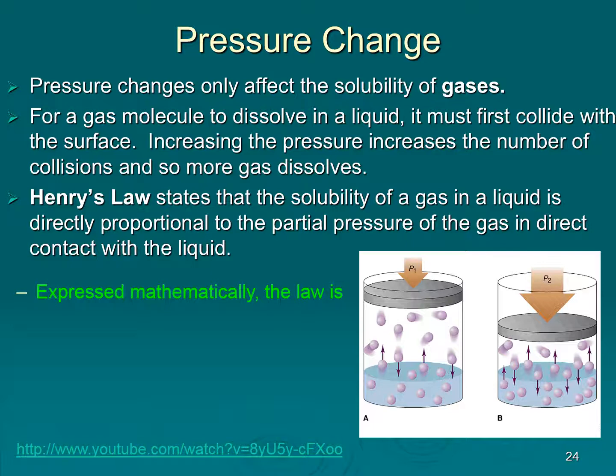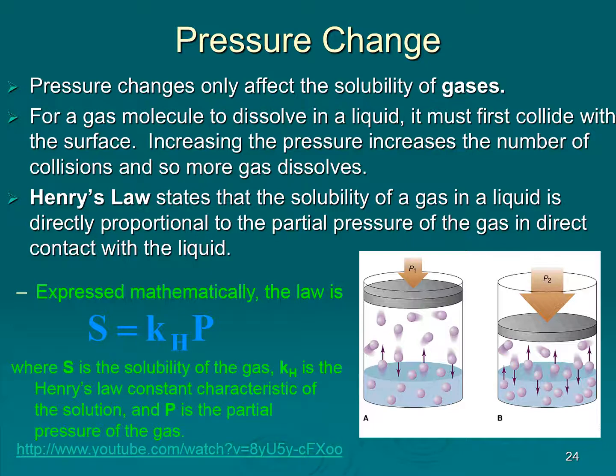Okay. Henry's law expressed mathematically is S = K_H P, where S just means solubility. K_H is a constant called Henry's constant, and that will depend on whatever liquid you're talking about. And then P is the pressure. So the main thing to see here is that if you increase the pressure, the solubility will increase because they're directly related.